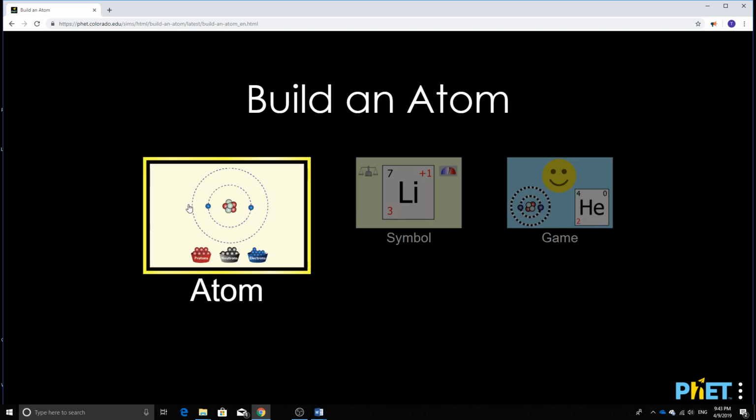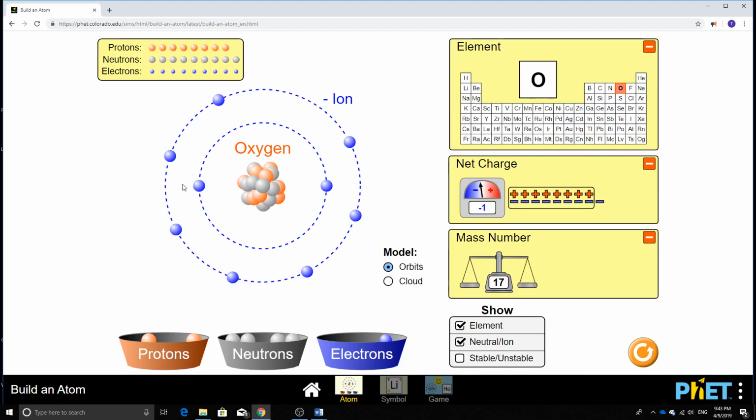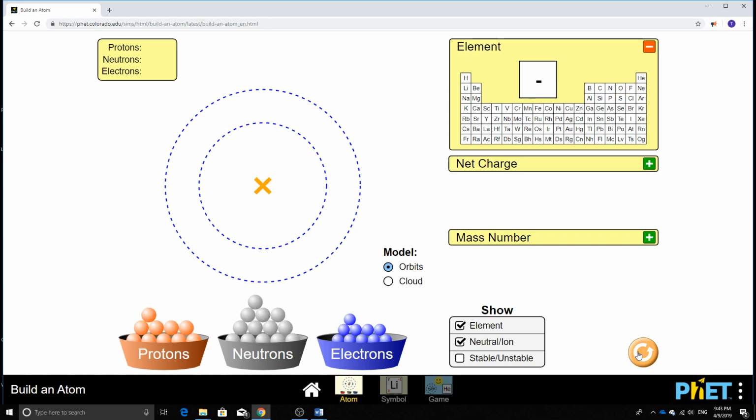So here, let's start with this. I click on it, and you're going to start off with a blank Bohr model. Now, if you remember, the Bohr model is something that's going to be used as a tool to help us understand where the electrons go, where the protons and neutrons go. So when we're first initially learning this, it's going to be a useful thing.